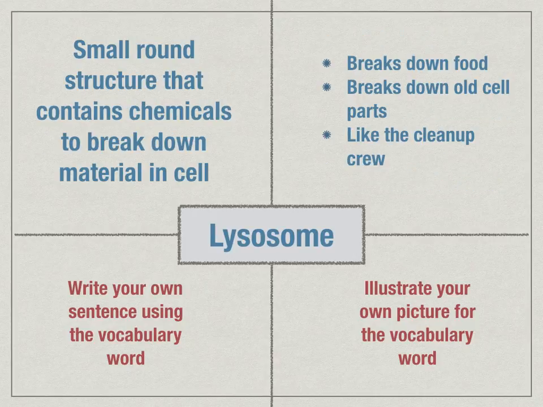And finally, the last vocabulary word is lysosome. The lysosome is a small round structure that contains chemicals that help break down different materials in the cell. So they break down food, they break down old cell parts, and they're kind of like the cleanup crew of the cell. They break things down and they help get rid of them. And that wraps up all 15 vocabulary words that you will need for this unit.